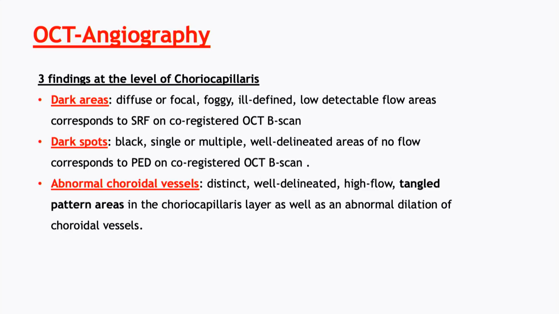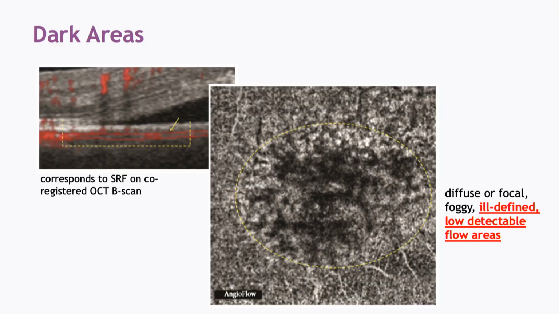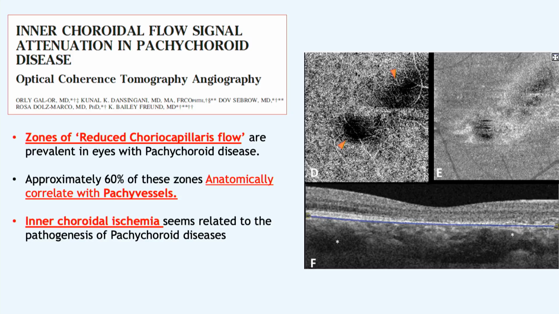Coming to the OCT angiographic findings that have been described in the inner choroid of CSC, they are dark areas, dark spots, and abnormal choroidal vessels. So these are the dark areas in the inner choroid on choroidal segmentation. Usually it is seen to overlie the area of pachyvessels and is considered to suggest inner choroidal ischemia in the setting of chronic CSC. So this could be the pathology in chronic CSC.